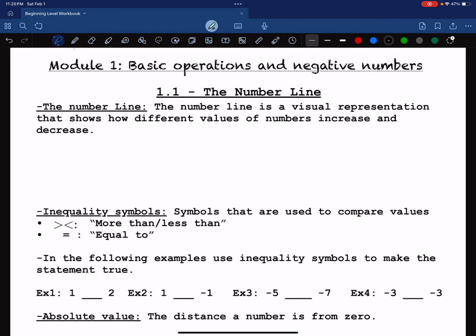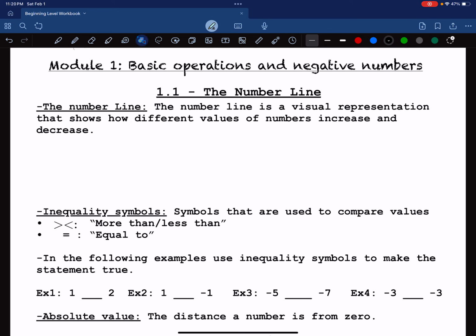Welcome to the first unit. In this unit, or in this video, I should say, we are going to be going over the number line. So the number line is defined as a visual representation that shows how different values of numbers increase and decrease.